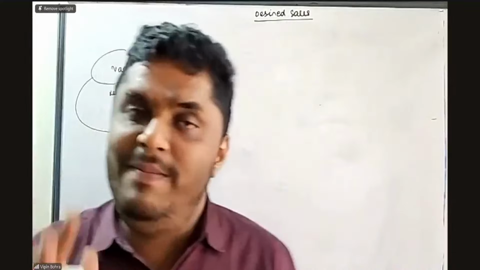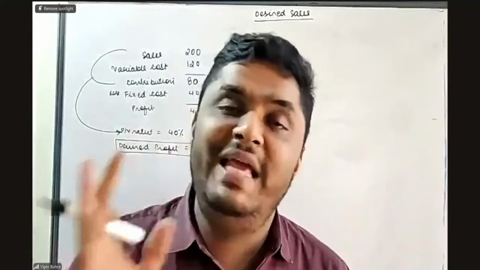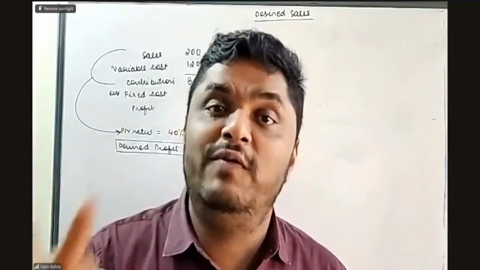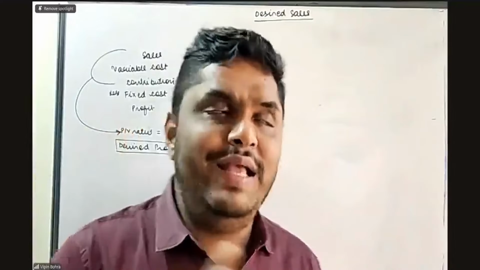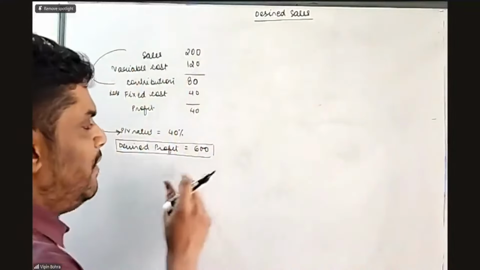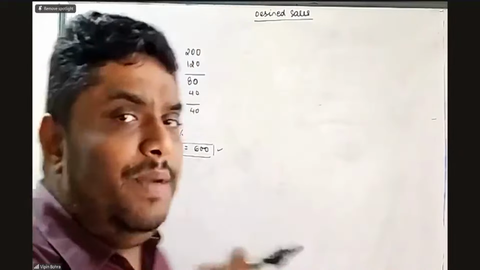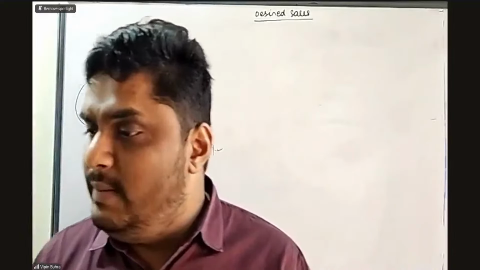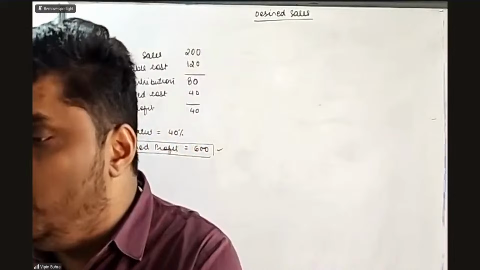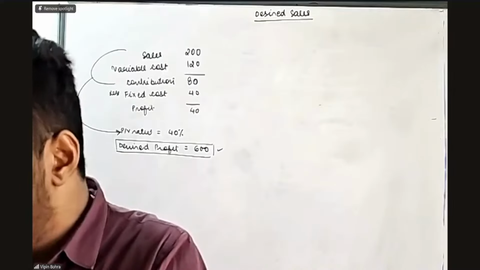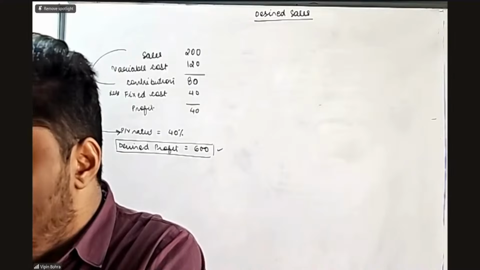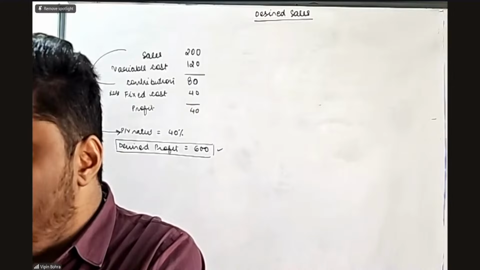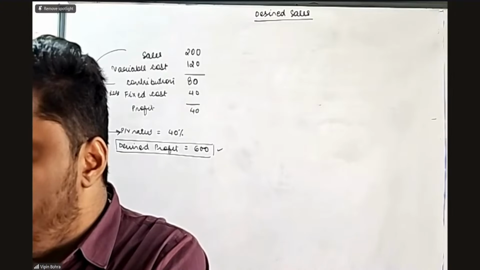The concept is similar to break-even sales. At break-even sales, my desired profit was 0. So now let's say I want to earn a profit of 600. How much sales is required to earn a profit of 600? Can you guys tell me again? Don't post it over the common group. So how much sales is required to earn a profit of 600?